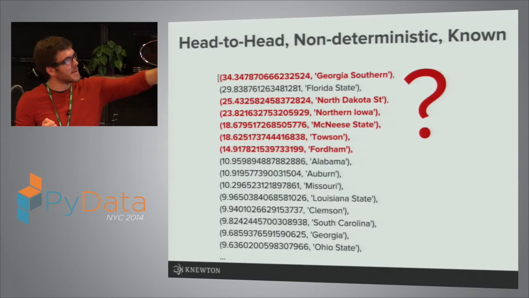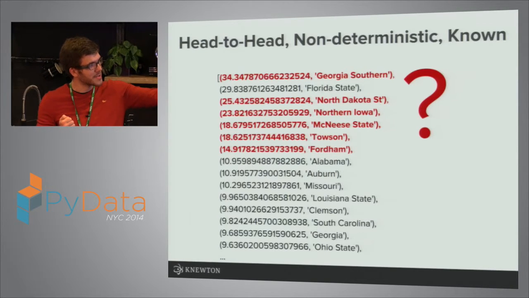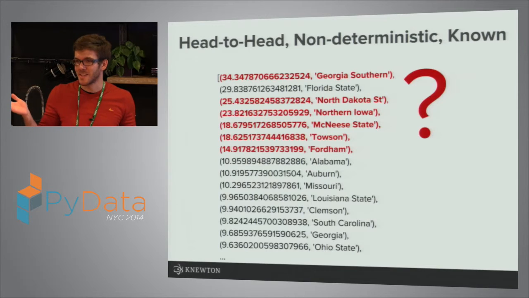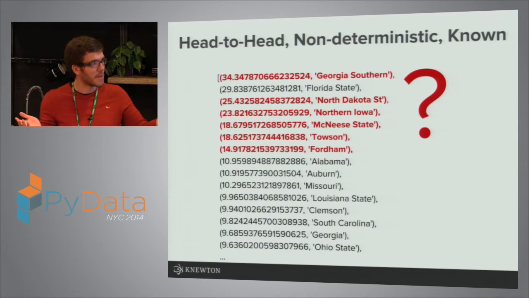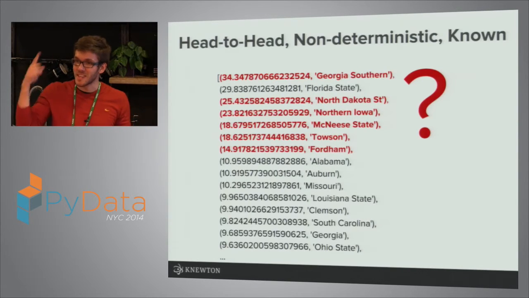But you notice Georgia Southern, North Dakota State, Northern Iowa, McNeese State, Towson, Fordham, they're FCS teams. What are they doing there? They obviously are not as good as Alabama, Auburn, Missouri, Louisiana State, LSU, all these teams, if you have the domain knowledge. And this is the key, that domain knowledge.